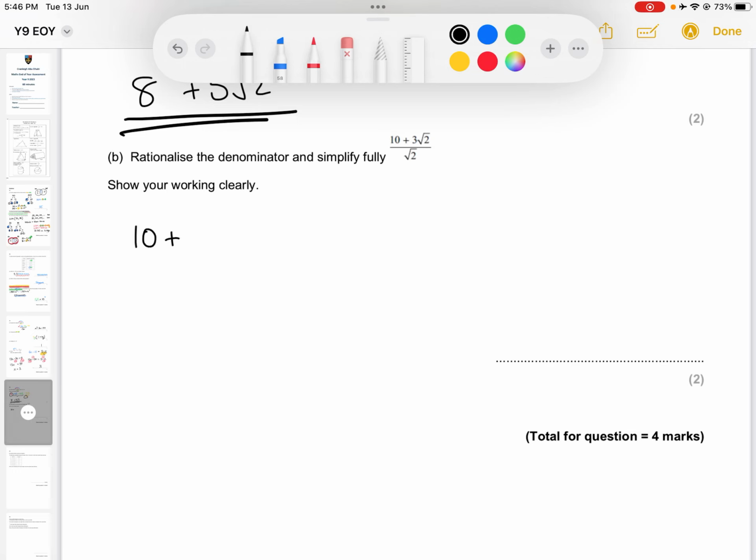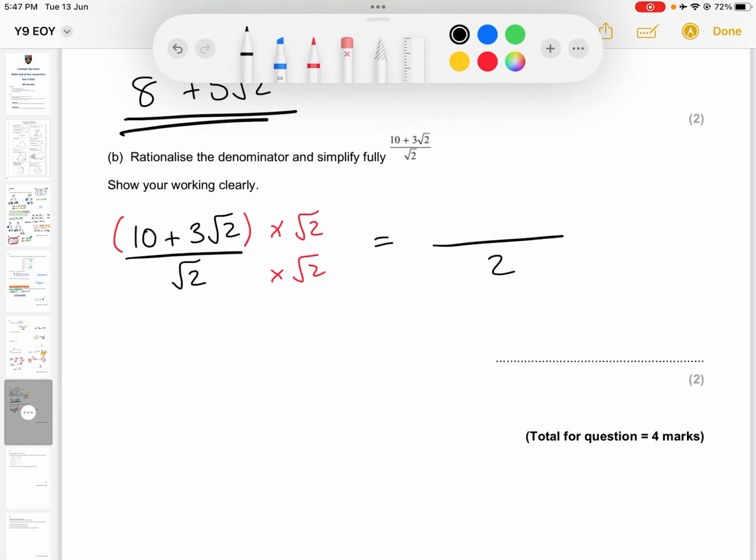Rationalizing the denominator, if there's one term like this, involves you multiplying top and bottom by said surd. So times top and bottom by root 2, being careful to make sure that everything on the top gets multiplied by root 2. When we do this, the bottom of the fraction becomes rational. Root 2 times root 2 being root 4, which becomes 2.